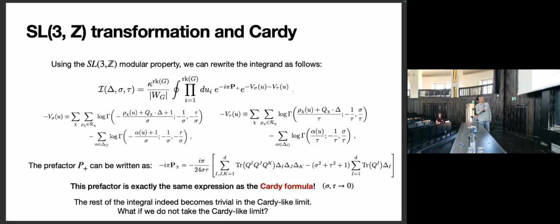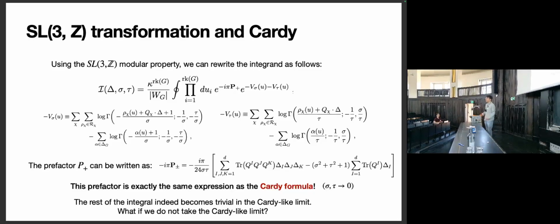Now this factor is independent of U, so I can factor that out. The remaining job is to evaluate the remaining integral. That remaining integral indeed becomes trivial if you take the Cardy-like limit, so nothing to worry about. Then the real question is to evaluate that integral without taking the Cardy limit, in an honest large N limit.